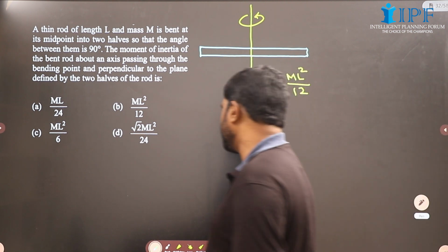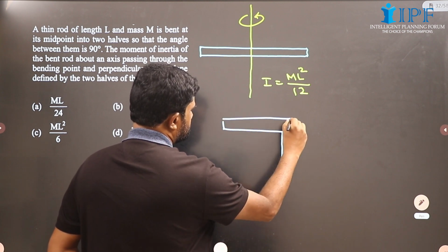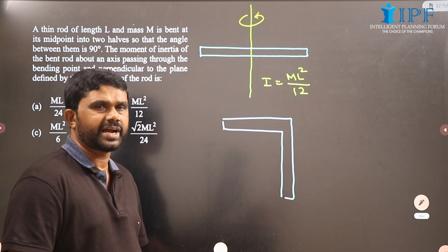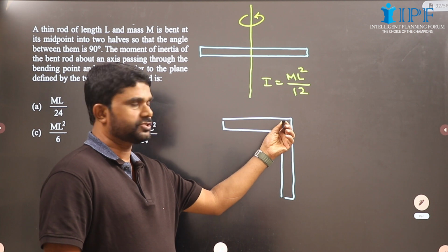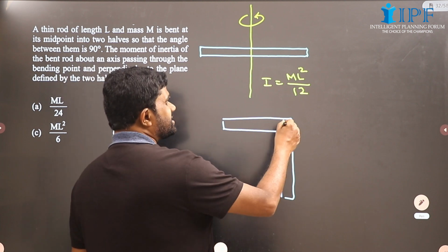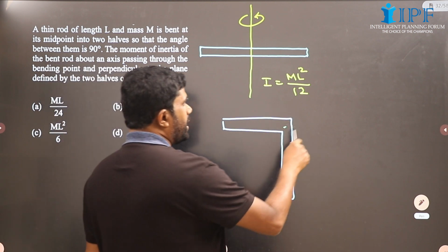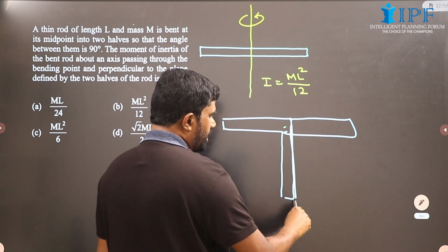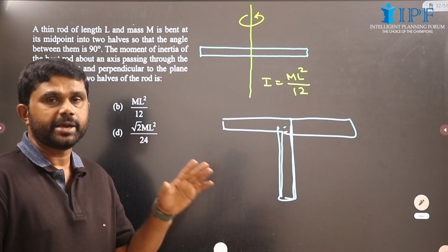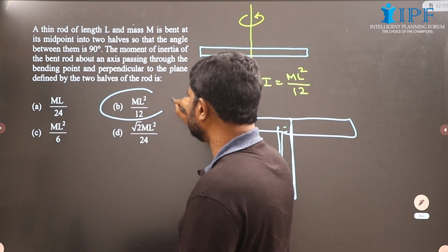You know what happens actually? See, when it is bent, it will be like this. Both the parts are identical, and the axis is like this. So it will be perpendicular. This axis is perpendicular to this part as well as this part. If this part is like this or like this, it does not make any change. So it will be m L square by 12 only. m L square by 12.